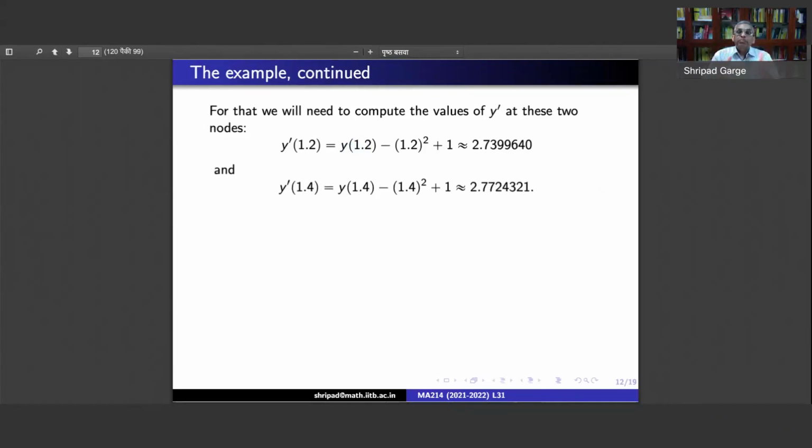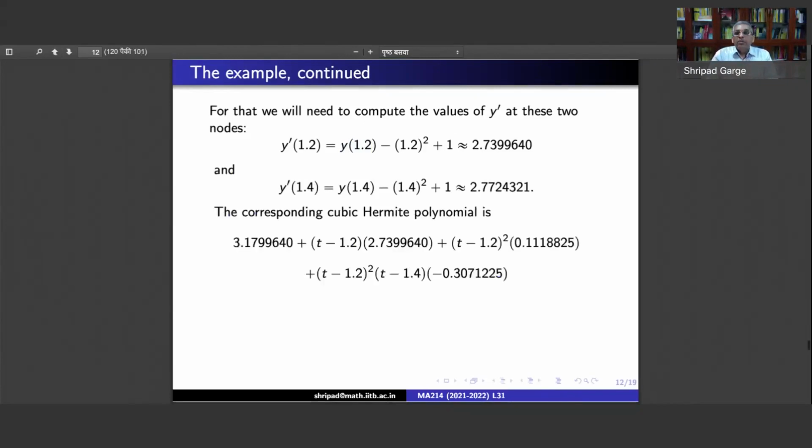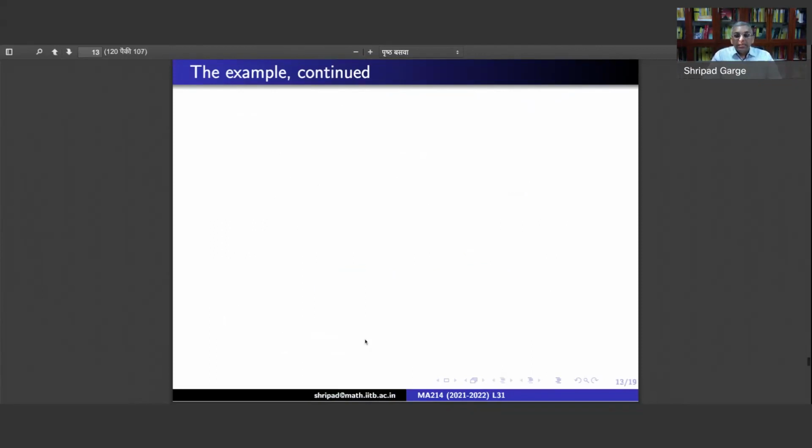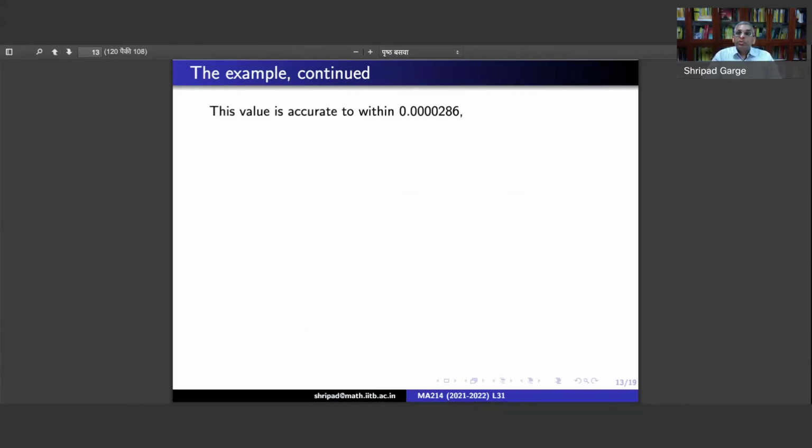So we have the data required to compute the cubic Hermite polynomial, and the corresponding polynomial is this. It has a linear term here, it has the square term here, quadratic term, and this is the cubic term. You can write it in the nested form, and then it will be simpler to compute it. And the value at 1.25 is then approximately 3.3173571.